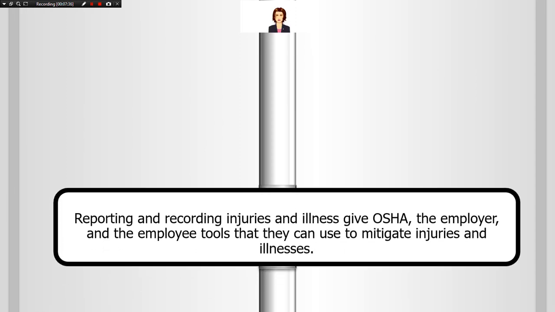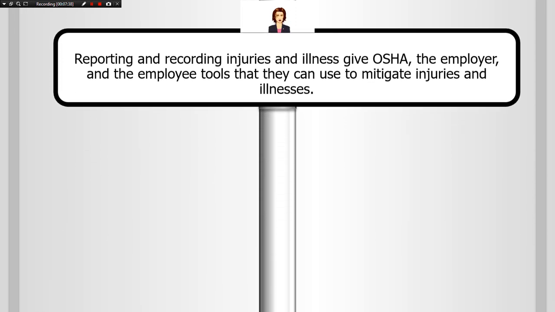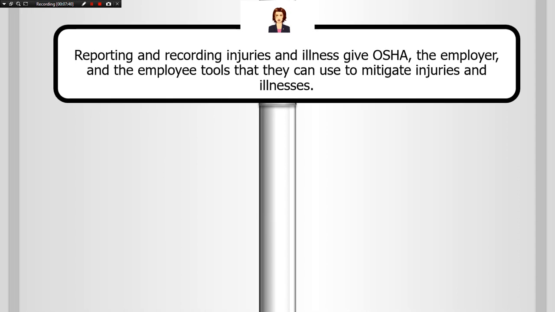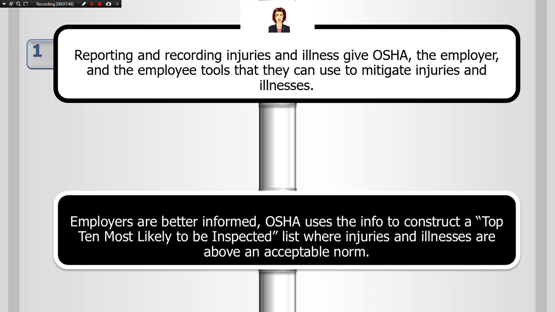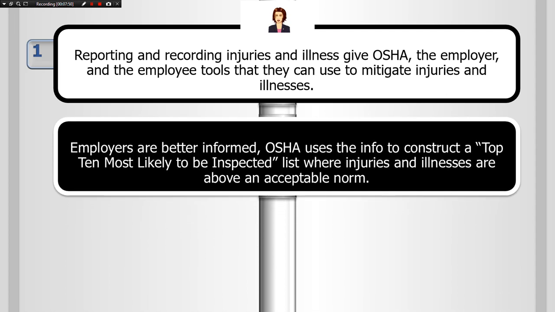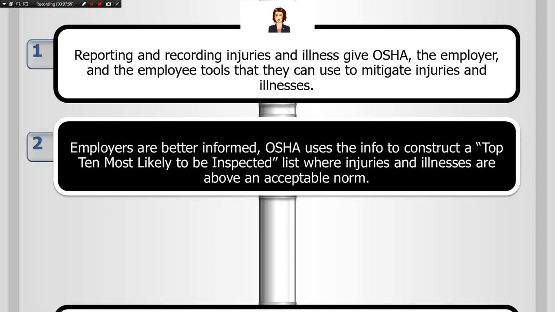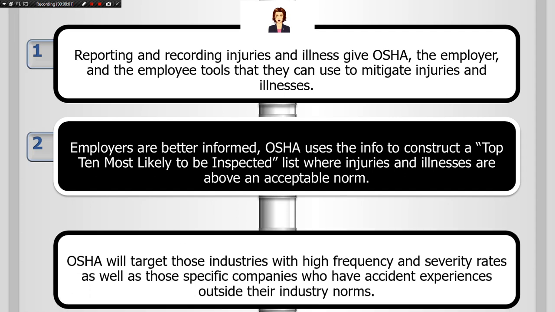Reporting and recording injuries and illness give OSHA, the employer, and the employee tools that they can use to mitigate injuries and illnesses. Employers are better informed. OSHA uses the info to construct a top 10 most likely to be inspected list where injuries and illnesses are above an acceptable norm. OSHA will target those industries with high frequency and severity rates as well as those specific companies who have accident experiences outside their industry norms.